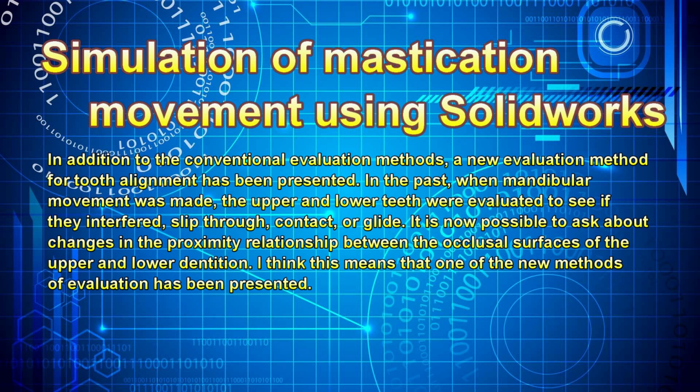In addition to the conventional evaluation methods, a new evaluation method for tooth alignment has been presented. In the past, when mandibular movement was made, the upper and lower teeth were evaluated to see if they interfered, slip through, contact, or glide. It is now possible to ask about changes in the proximity relationship between the occlusal surfaces of the upper and lower dentition. I think this means that one of the new methods of evaluation has been presented.